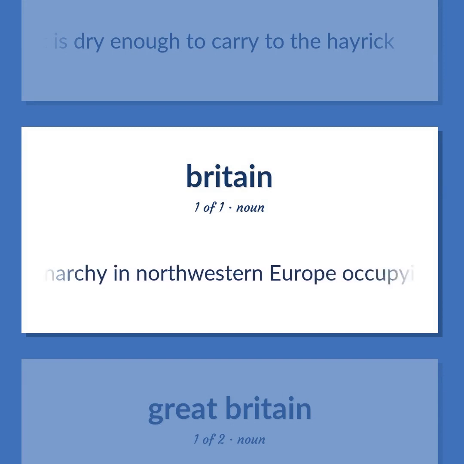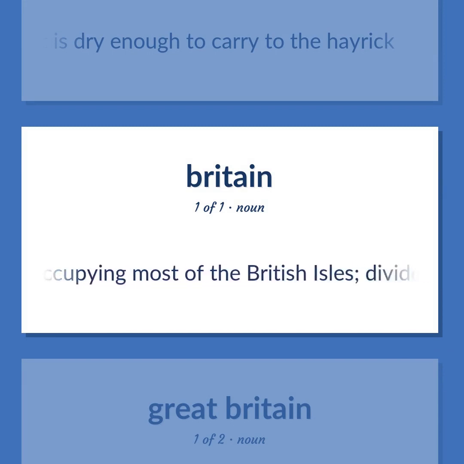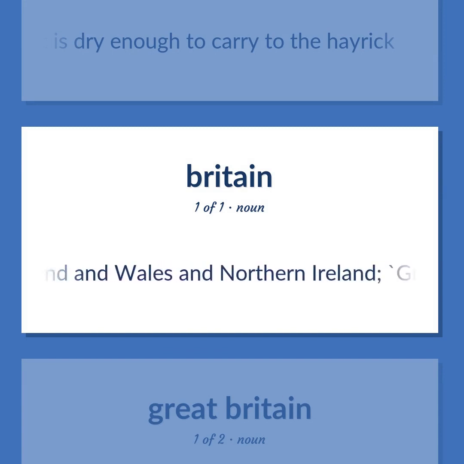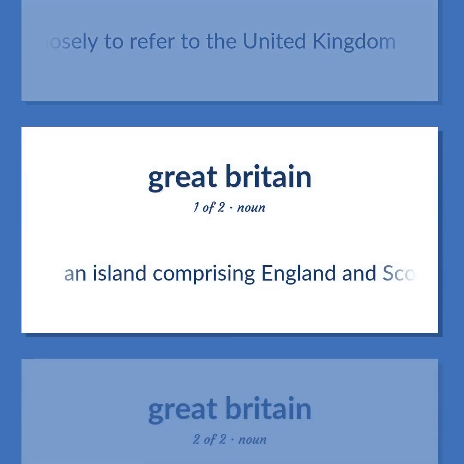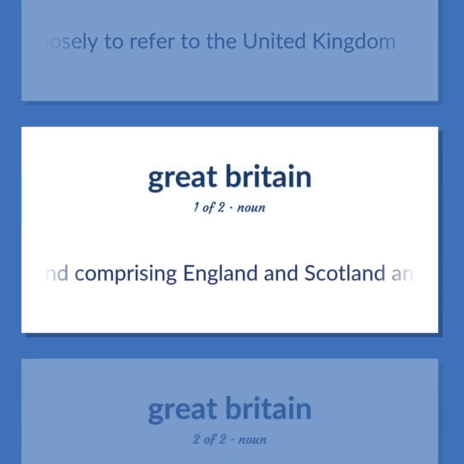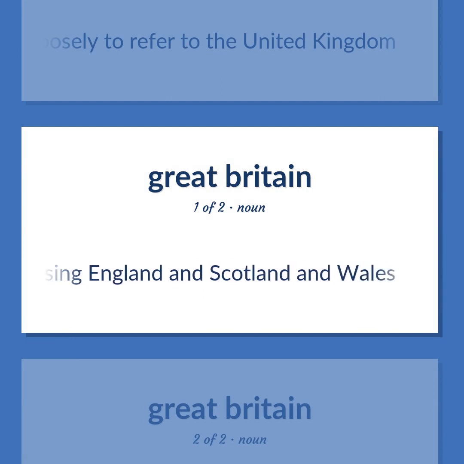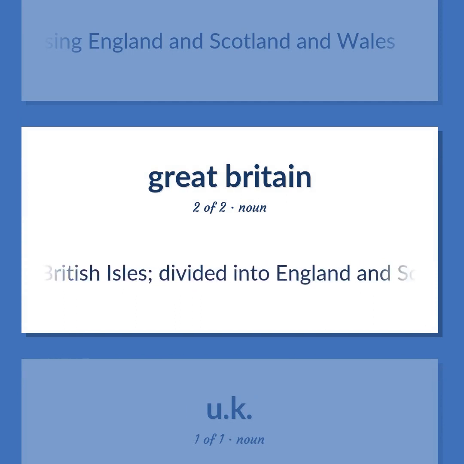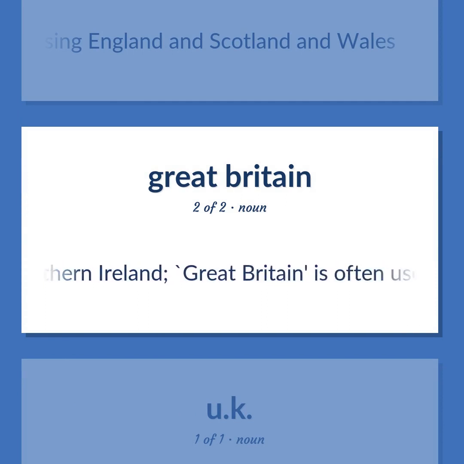A monarchy in northwestern Europe occupying most of the British Isles, divided into England and Scotland and Wales and Northern Ireland. Great Britain is often used loosely to refer to the United Kingdom. An island comprising England and Scotland and Wales.